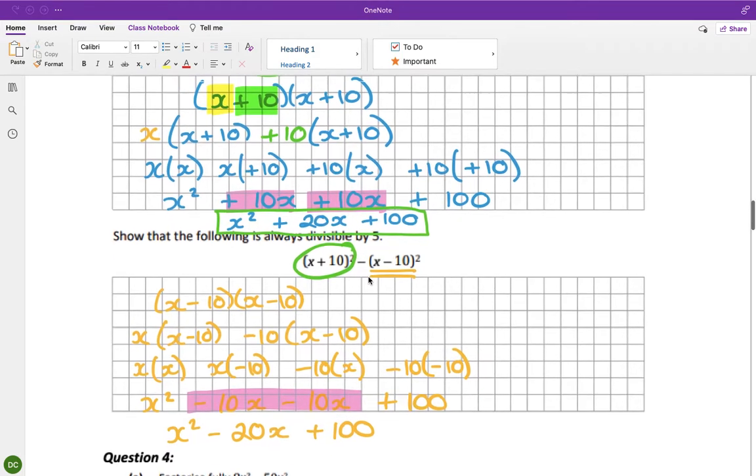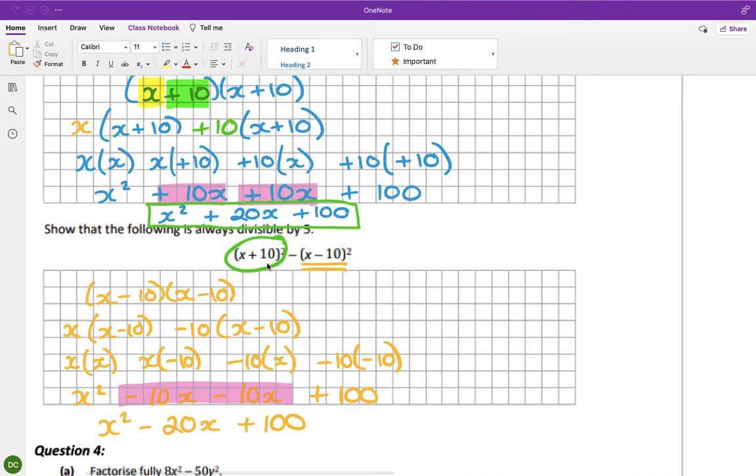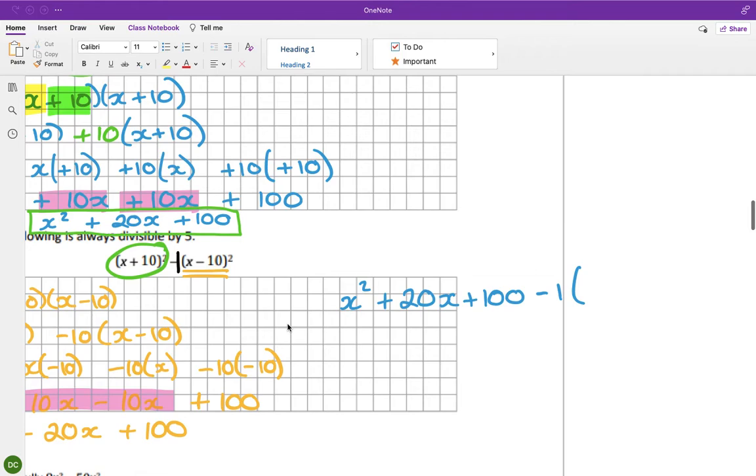Okay? So, the green bit here is this. Then there's a minus. And then this is the yellow bit. Yeah? Now, there can't be a minus on its own there. So that is a minus invisible 1. So I'll throw that in. And let's write it properly. So I'm just going to go over to the side. So the green bit is x squared plus 20x plus 100. Then it's minus 1 brackets. And then the yellow bit goes in, which is x squared minus 20x plus 100.